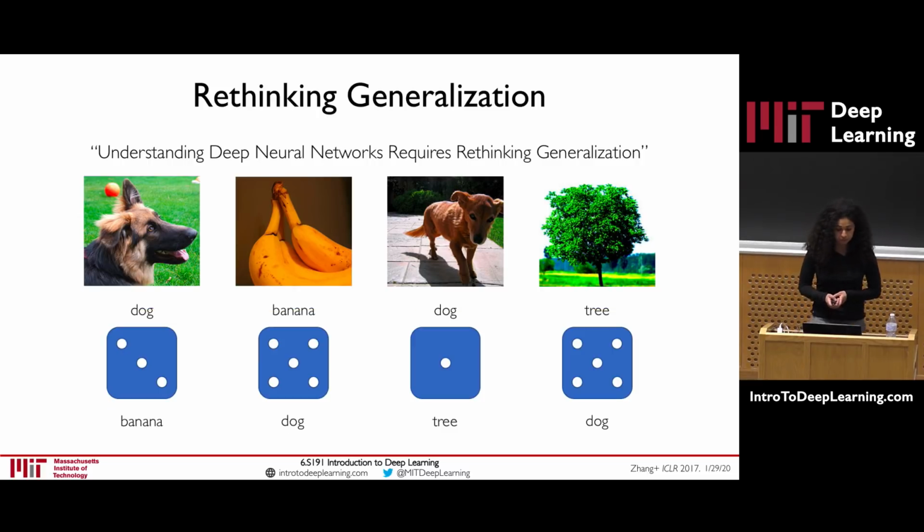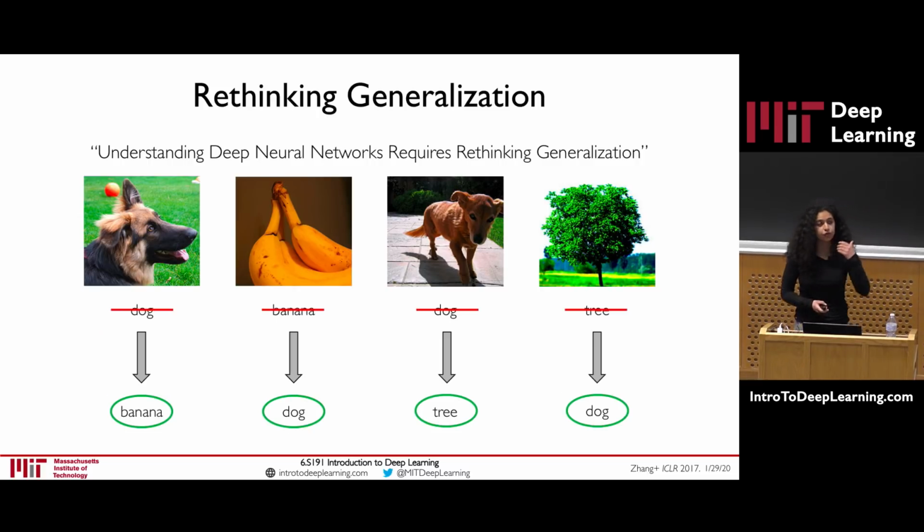And so if you see, the two examples of the dog have two completely different labels, right? And so we're literally trying to randomize our data and the labels entirely.